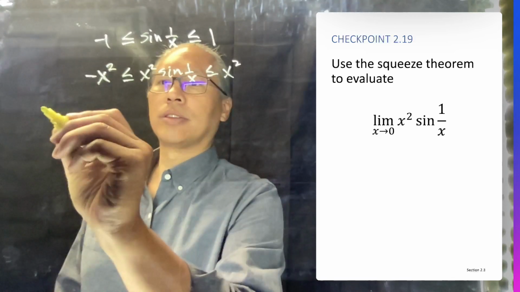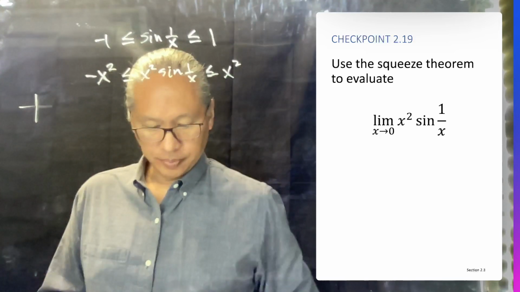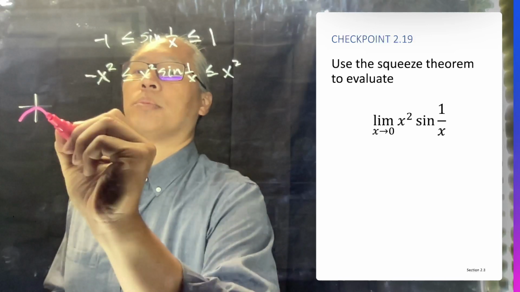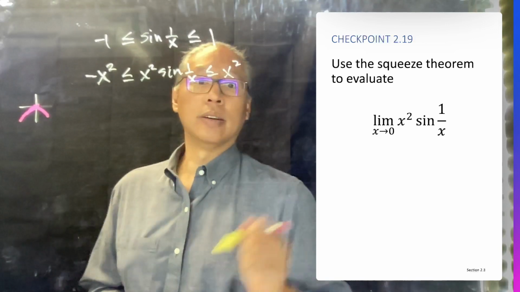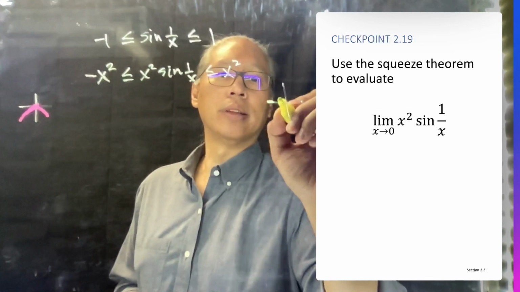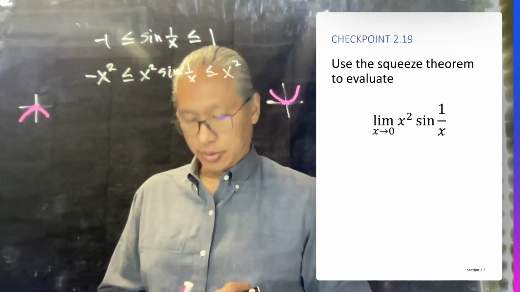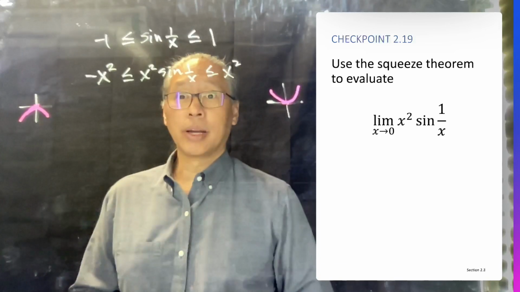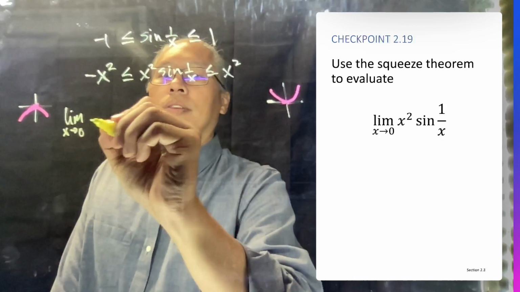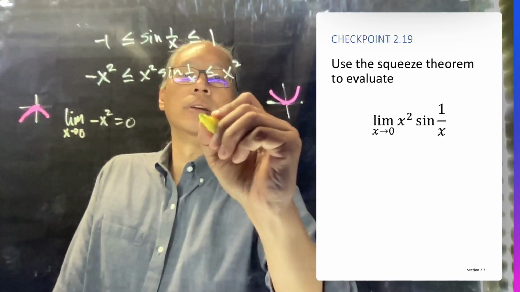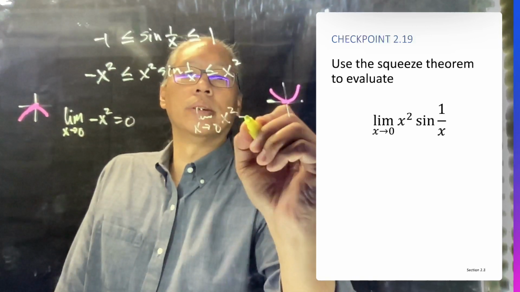We know the behavior of negative x squared. Negative x squared is an upside down parabola, and we see as it gets closer and closer to 0, it's going to be 0. The positive x squared, we know the behavior of that as well, that's the right side up parabola, again going to 0. And so we'll make a note that the limit as x approaches 0 of negative x squared is equal to 0, and also that the limit as x approaches 0 of positive x squared is 0.